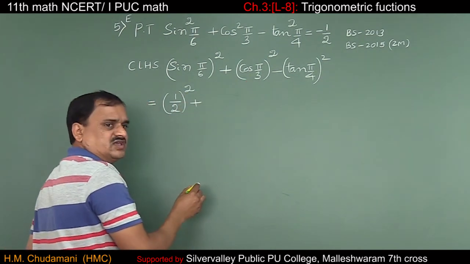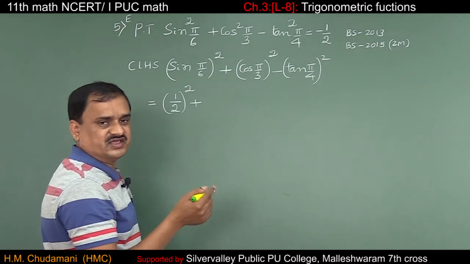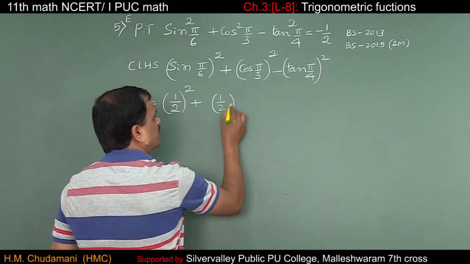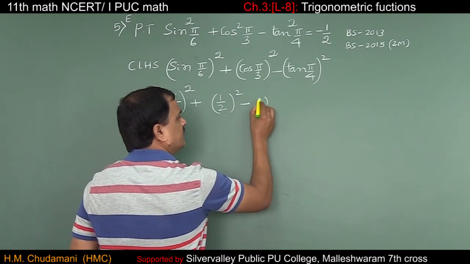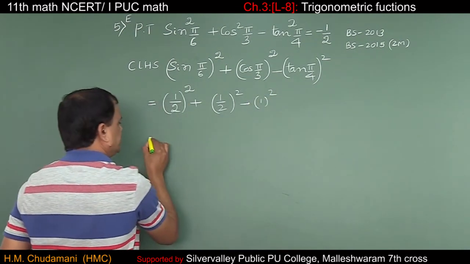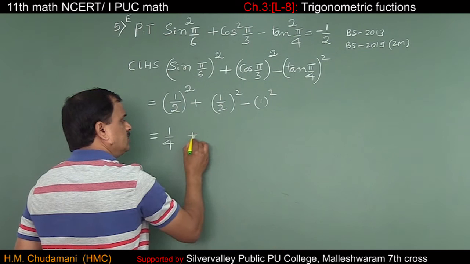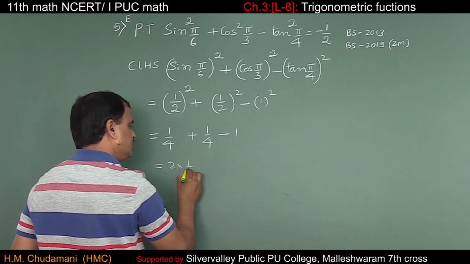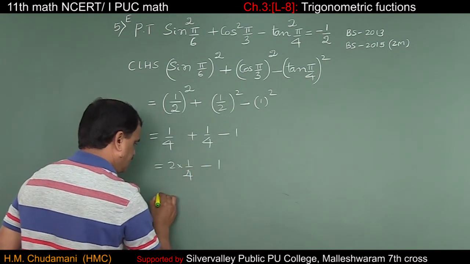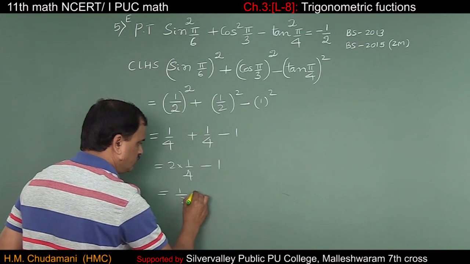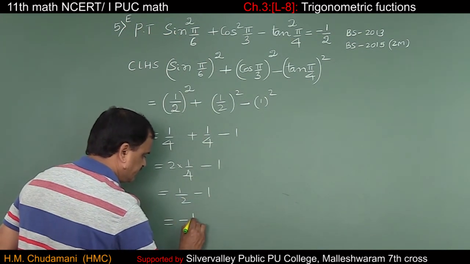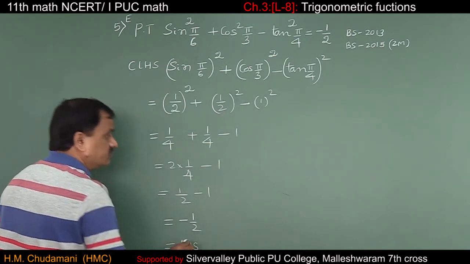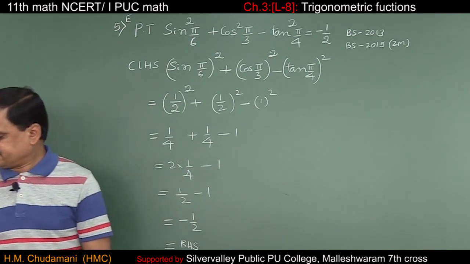Cos pi by 3, cos 60 degrees is equal to sin 30 degrees, which is 1 by 2, the whole square. Tan pi by 4 is 1, the square, which is 1. So 1 by 4 plus 1 by 4 minus 1. 2 times 1 by 4 minus 1 is 1 by 2 minus 1. So minus 1 by 2 is the answer, which is the RHS. This is what we want in 15.